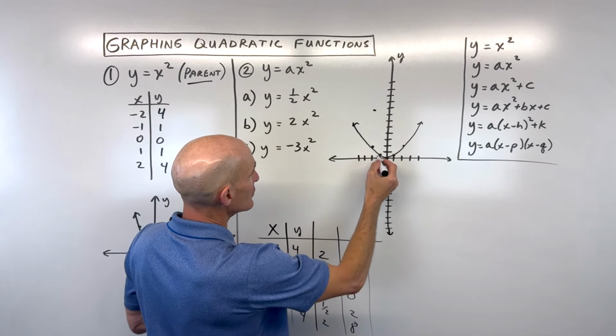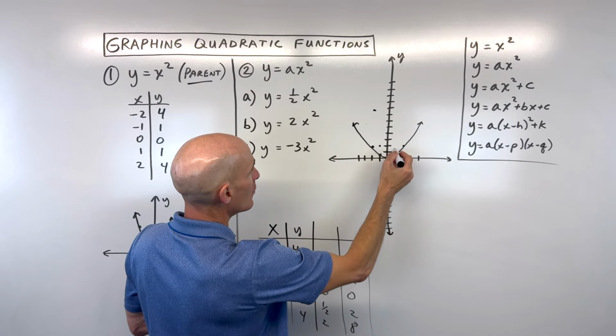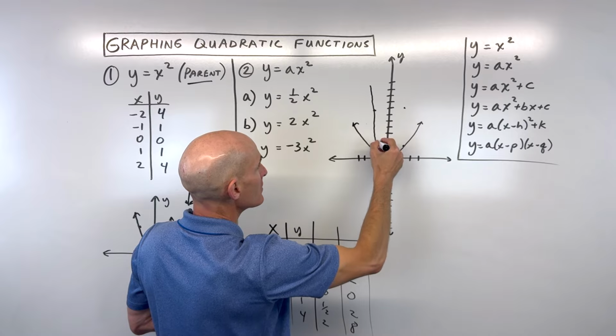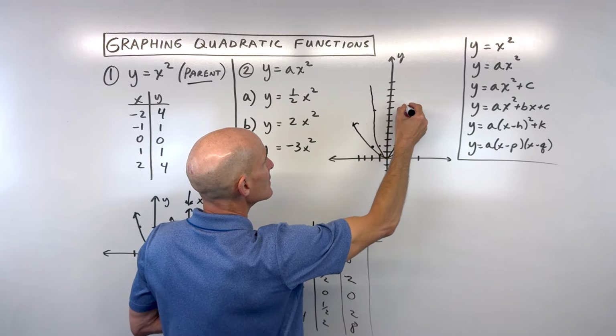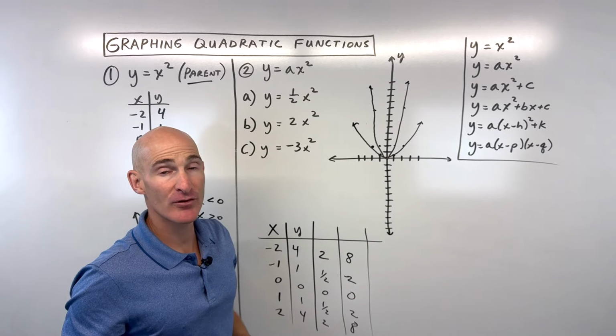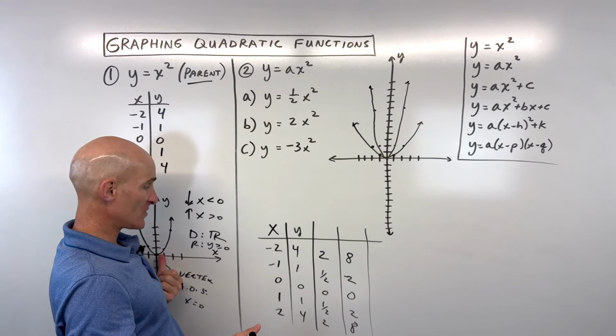-1, 2 is going to put us right here, 0, 0, 1, 2, and 2, 8, right about there. See how much narrower this graph is? And that's because we're basically pulling on it. That's a vertical stretch by a factor of 2. So this is our parent graph.